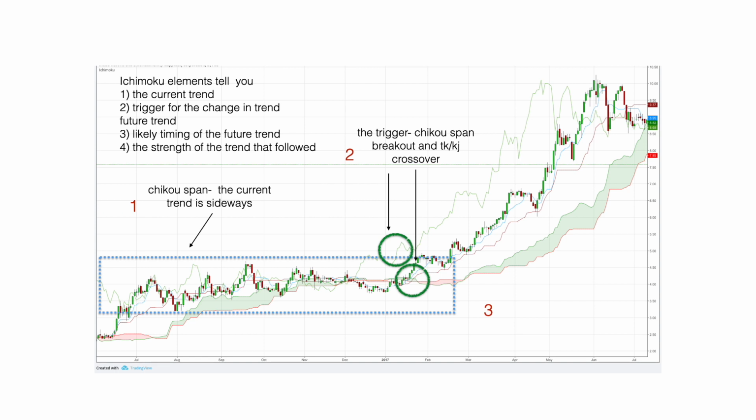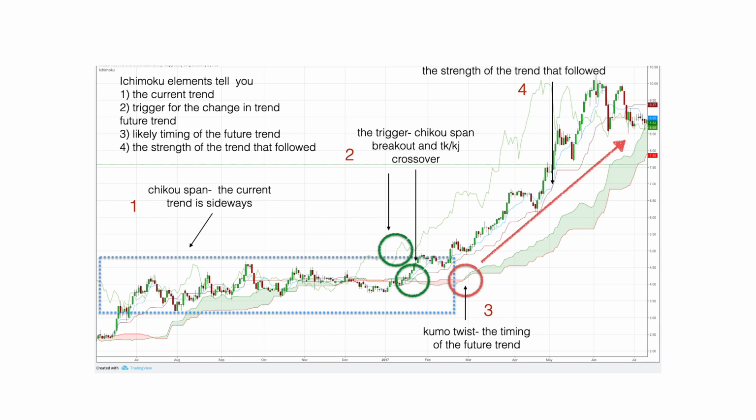Third, the timing of the future trend. Fourth, the strength of the trend that followed. Ichimoku is able to give you a roadmap for future prices as well as the timing for the change in trend. It lets you prepare so that you are able to accumulate shares as the Ichimoku signals become more favorable and to hold your shares when the market is about to go your way. So Ichimoku users do not simply react to crossovers made by moving averages or signals given by indicators. Ichimoku users are able to plan ahead and find trades that are likely to bring profits based on the strength of the signals on the Ichimoku chart.